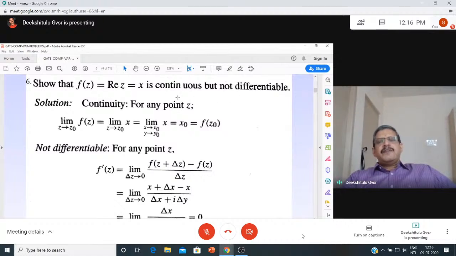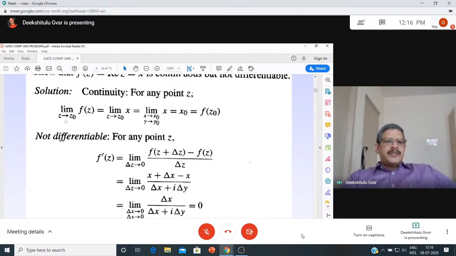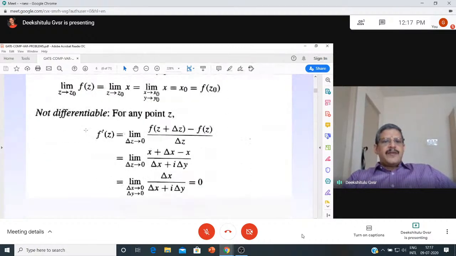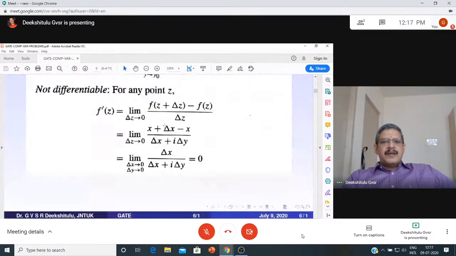We know the x is always a continuous function because it's an independent variable. The limit as z goes to z0 of f(z) is equal to the limit as x goes to x0, y goes to y0, which is f(z0). Coming to f'(z), f(z + delta z) minus f(z), over delta z, is delta x by delta x plus i delta y, cancel x, so delta x by delta y, and then delta x goes to 0, it is 0.